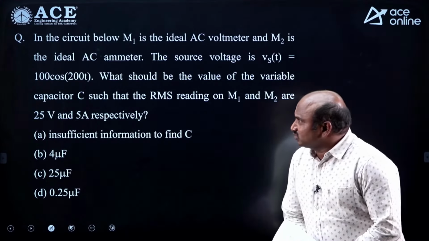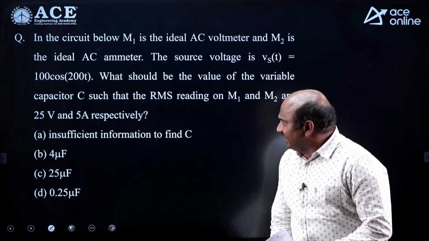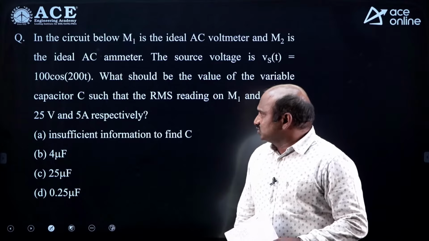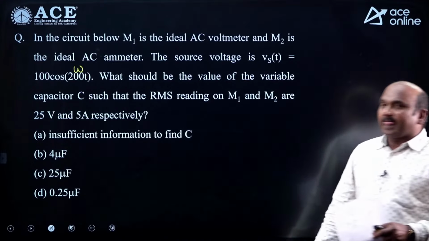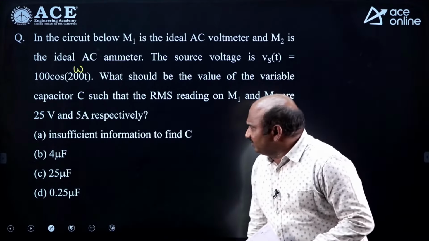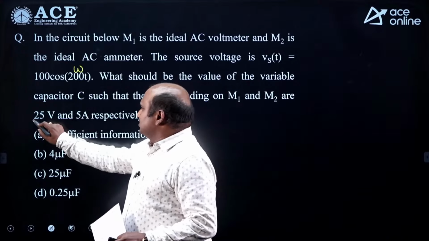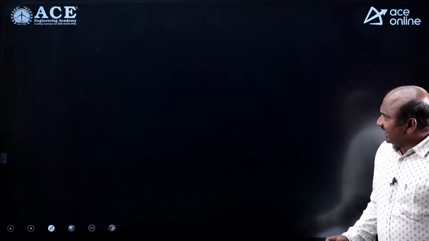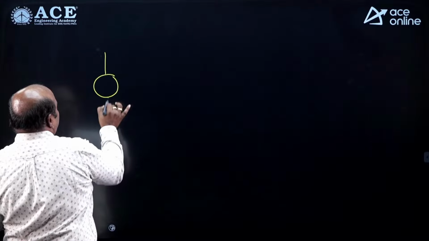Right. The next question is, in the circuit below, M1 is the ideal AC voltmeter and M2 is the ideal AC ammeter. The source voltage is Vs equal to 100 cos 200t. Then the operating frequency is omega 200 radians per second. What should be the value of the variable capacitor C such that the RMS readings on M1 and M2 are 25 volts and 5 amperes respectively. Guys, here the diagram is not provided. If you see the diagram, it is like this.